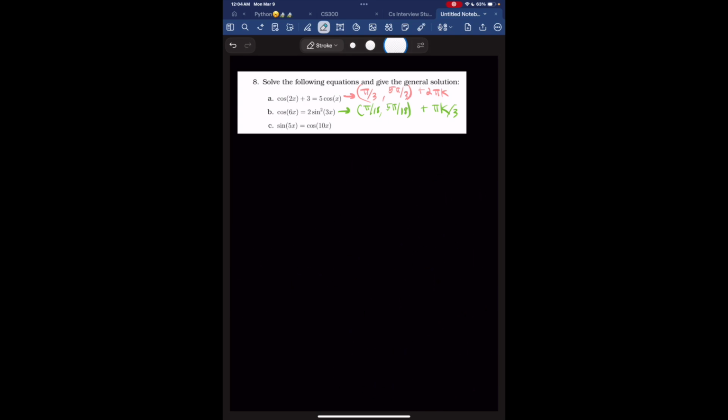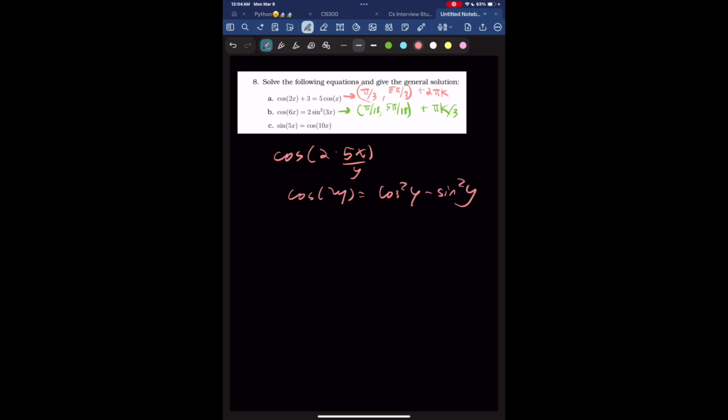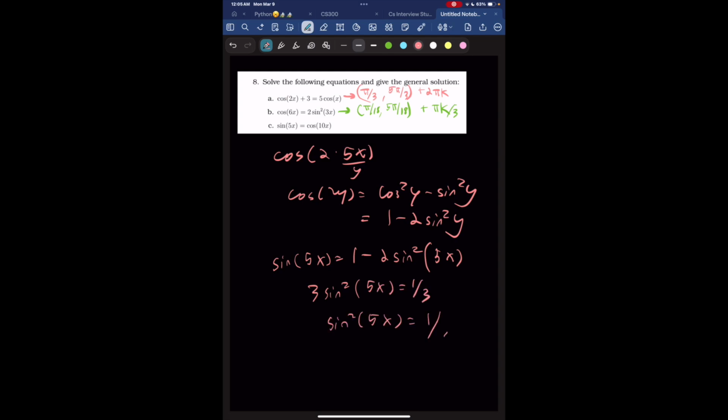So for part C, same idea. Cosine 10x, 10 is even. Factor out a 2 from it. Cosine of 2 times 5x. So if we let 5x be equal to y, then cosine of 2y is equal to cosine squared of y minus sine squared of y. We have sine terms on the left, so let's turn it into terms of sine. So therefore, if we substitute it back in, sine of 5x is equal to 1 minus 2 sine squared of y, which is 5x. So therefore, 3 sine squared of 5x is equal to 1/3. So that means sine squared of 5x is equal to 1/9.